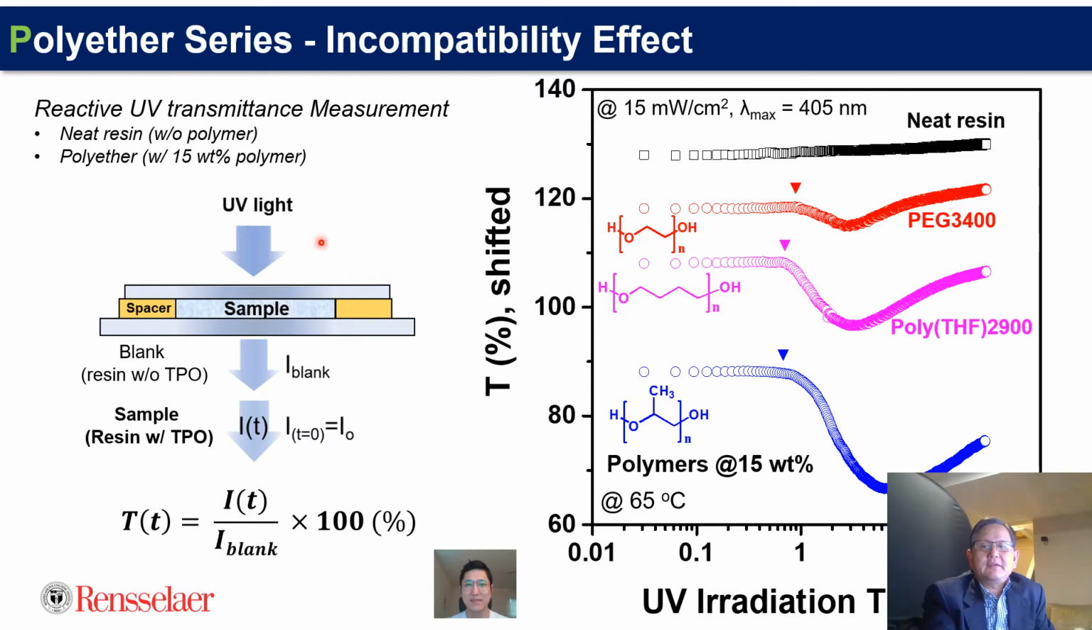We also changed the chemical structures, so we tried three different polyether series: polyethylene glycol, poly-THF, and polypropylene glycol. They all have a similar number average molecular weight, and we put in the same amount of polymer, 15 weight percent, in these monomer mixtures. Polypropylene glycol turns out to be the most incompatible, so it likes to phase separate out. The incompatibility is so much larger that the turbidity development is much stronger, and the dip is much more pronounced.